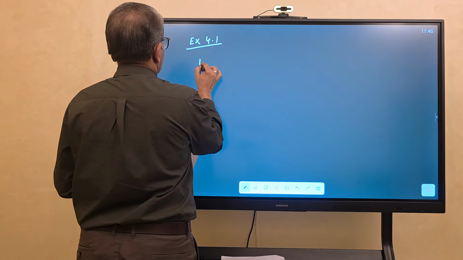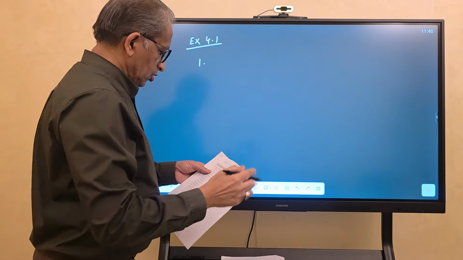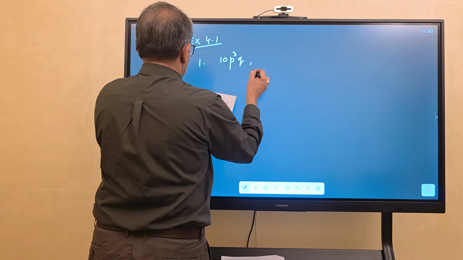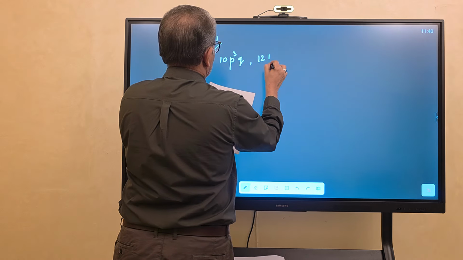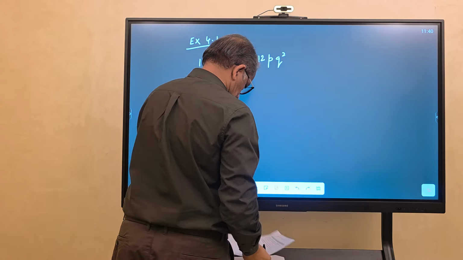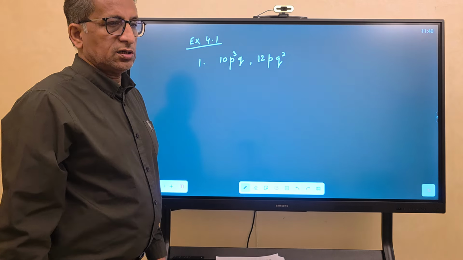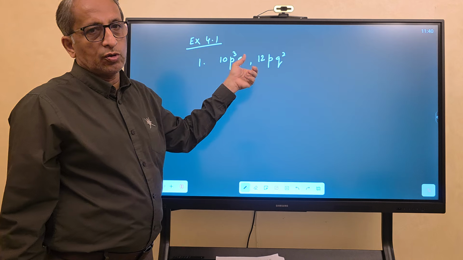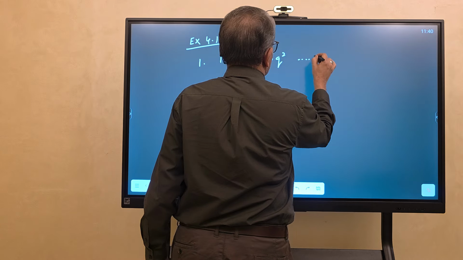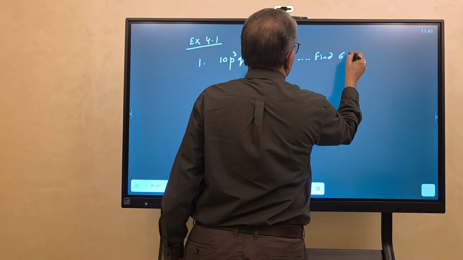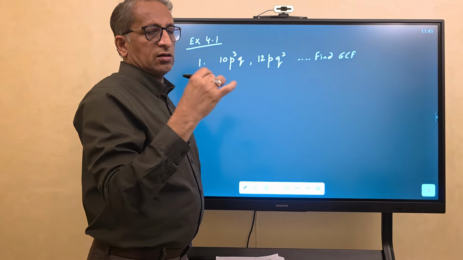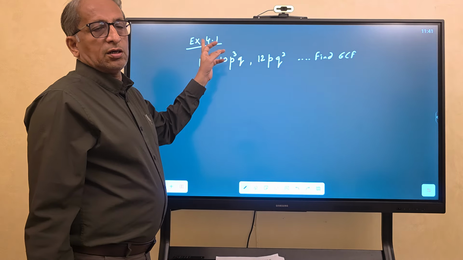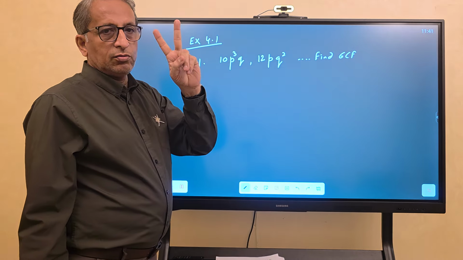Example number 1. Let's take a simple one. You are given 10PQ cube, 12PQ square. What is given here? You are given monomial and monomial. That means you are given two monomials. The question here is, find the GCF, that is greatest common factor. So how to find the greatest common factor of two monomials?